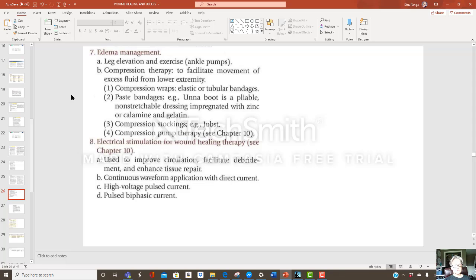Electrical stimulation for wound healing therapy. See Chapter 10. Used to improve circulation, facilitate debridement, and enhance tissue repair. Continuous waveform application with direct currents, high voltage pulsed currents, and pulsed biphasic currents.